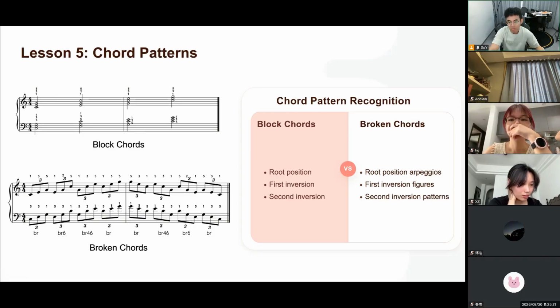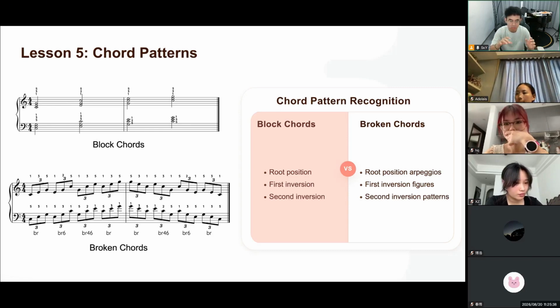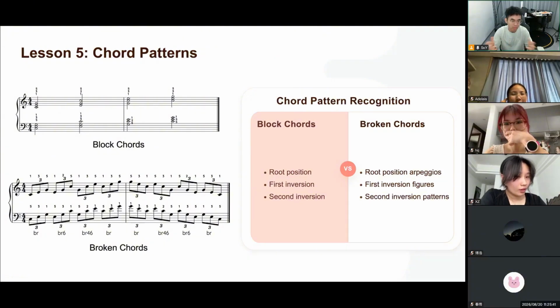In first inversion, there is an interval of a 6th, so it is also called a 6 chord. In second inversion, there is a 4th and a 6th, so it is called a 4-6 chord. And this one is used in all tonalities, every tonality.